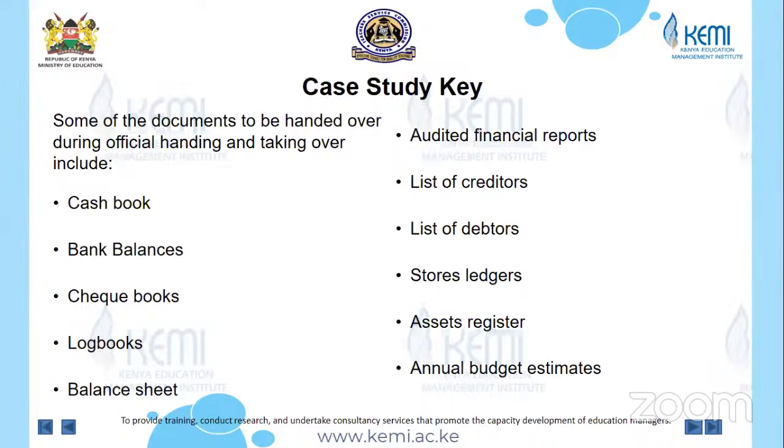We have the logbooks. We have the balance sheet. We have the audited financial reports. Remember, the audited financial report is the advice. It is the state of how the finances are. And it is official, very official. And then the list of creditors, and the list of debtors. And then we have stores ledgers. Remember, in any learning institution, whatever we are doing, the money that we are spending will mostly end in stores because it is about buying items. And then we have asset registers, and the annual budget estimates.